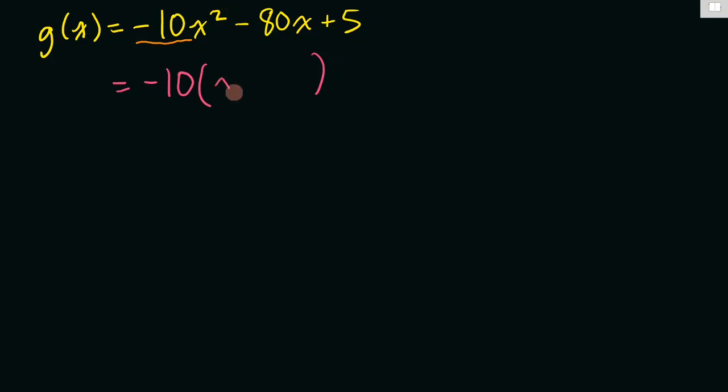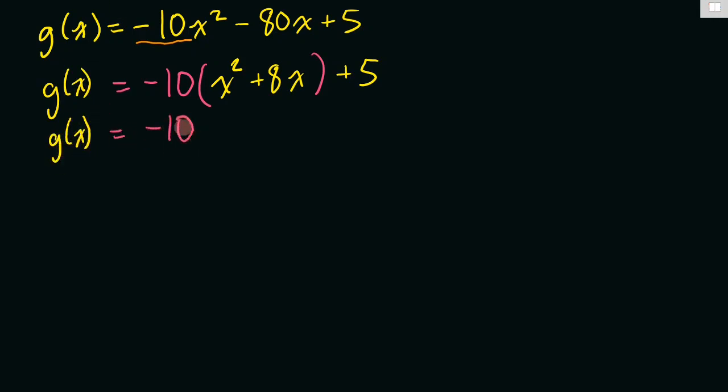And then what we're left with inside the brackets is x squared, because negative 10 reduces by negative 10, so there's no coefficient left, or an invisible 1 if you like. And negative 80 reduced by negative 10 gives you positive 8x. And then this plus 5 is just hanging out outside. That plus 5 is going to be outside those brackets until basically the last step. So g of x then is negative 10.